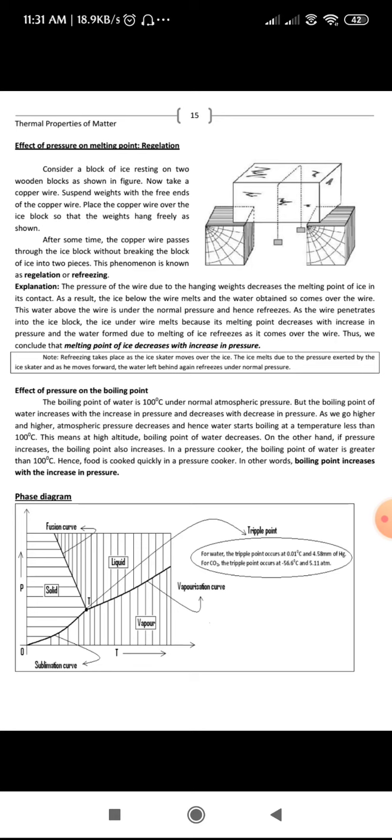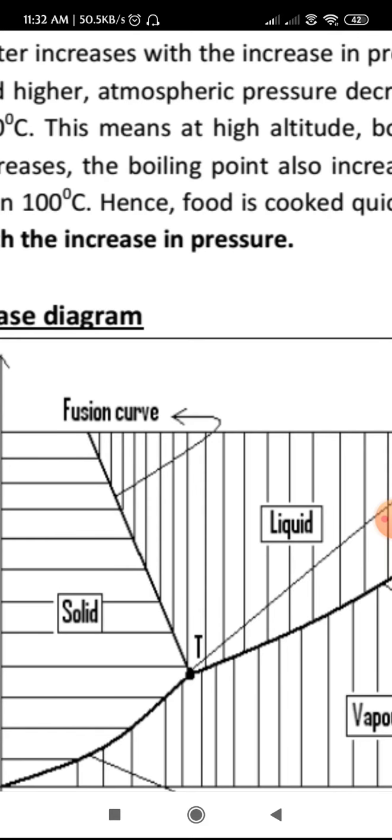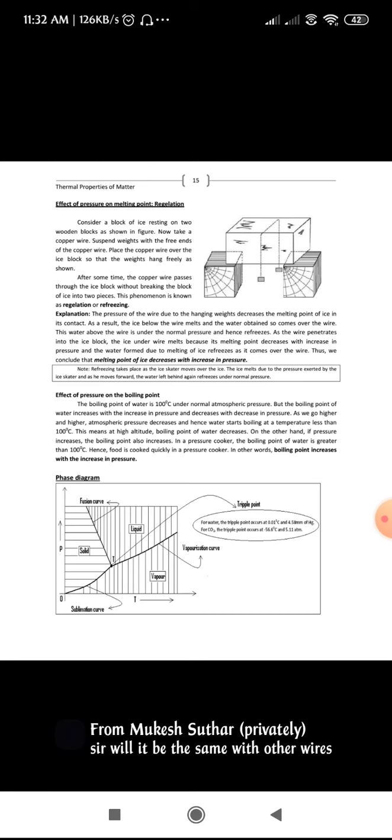So hence this copper wire penetrates through the ice block without splitting it into two pieces, without breaking it into two pieces. So hence we conclude that melting point of ice decreases with increase in pressure. So this is called regulation, where the ice refreezes. That is called regulation. So go through once about that effect of pressure on melting point. So just go through.